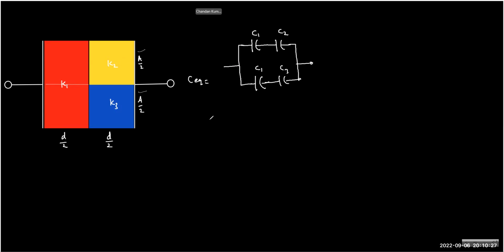So the C1 will be how much? K epsilon naught, but it will be only A by 2 area, right? And it is only D by 2 width, right? So this becomes how much? K1 epsilon naught A by D. Luckily, it's similar, right? So C1 is what I wrote here.